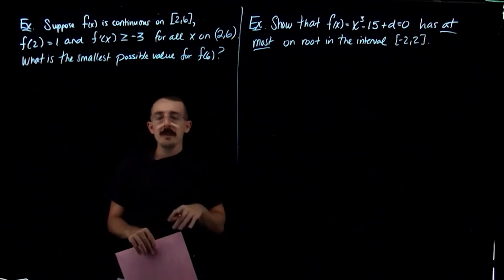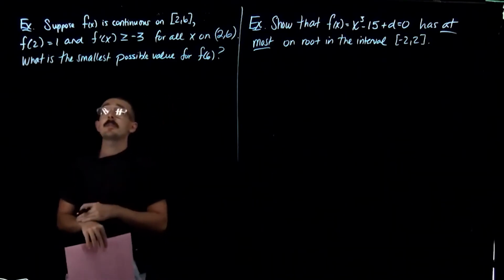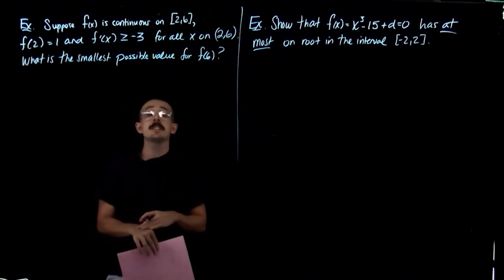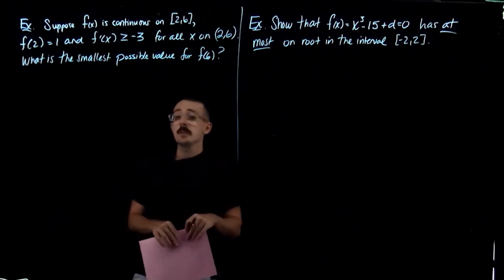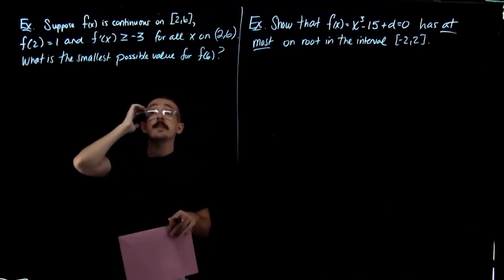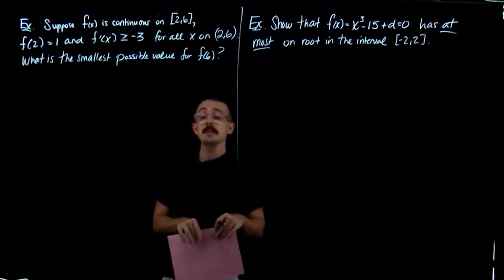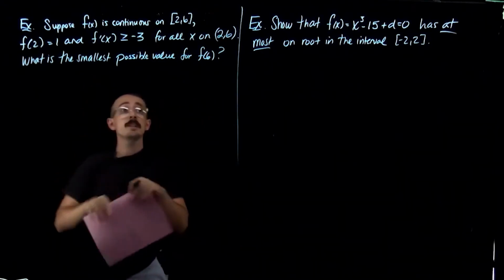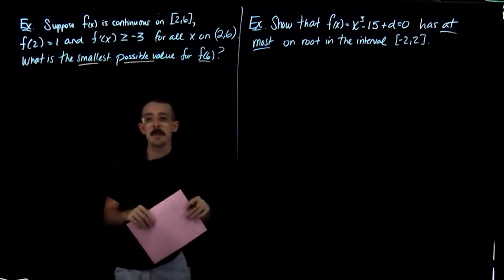So now we'll apply the mean value theorem, and we'll look at these two examples. The first one says, suppose f of x is continuous on the interval 2 to 6. F of 2 is 1, and f prime of x is greater than or equal to negative 3 for all x on the open interval 2 to 6. What is the smallest possible value for f of 6?